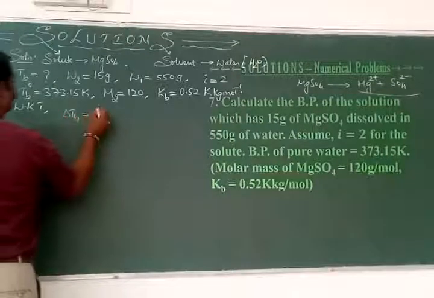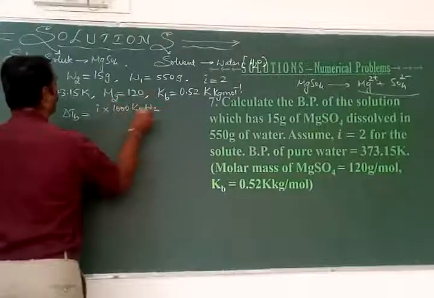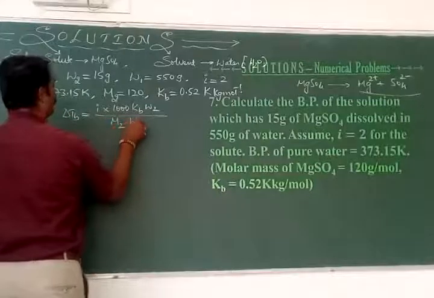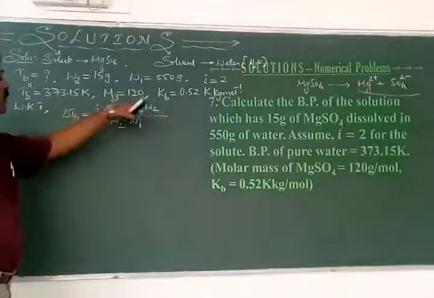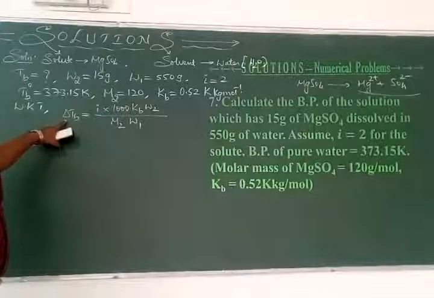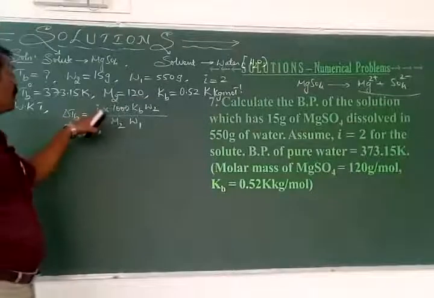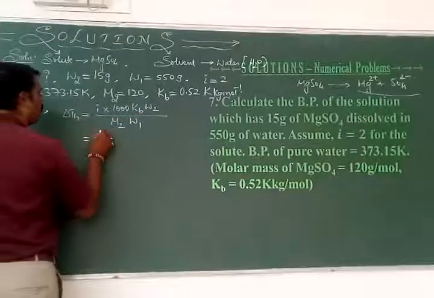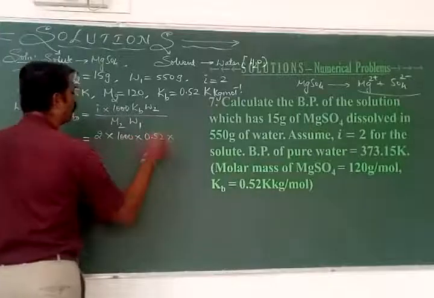delta Tb is equal to i into 1000 Kb W2 divided by M2 into W1. If I want to calculate the molecular mass, M2 is equal to 1000 Kb W2 divided by delta Tb into W1. But here we want the boiling point of the solution first. For the boiling point of the solution, first you have to know the elevation in boiling point. After that we can find the value. That is i into 1000 Kb W2 divided by this. That is equal to i is 2 here, into 1000 into Kb is going to be 0.52 into W2 is what?